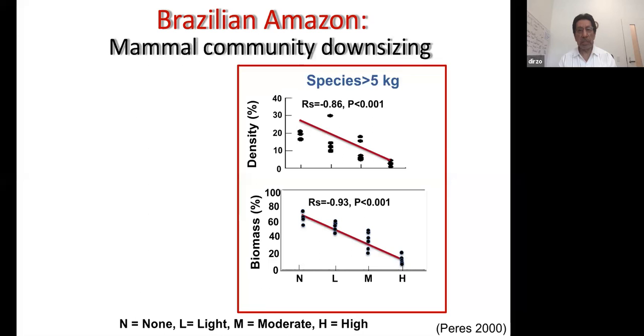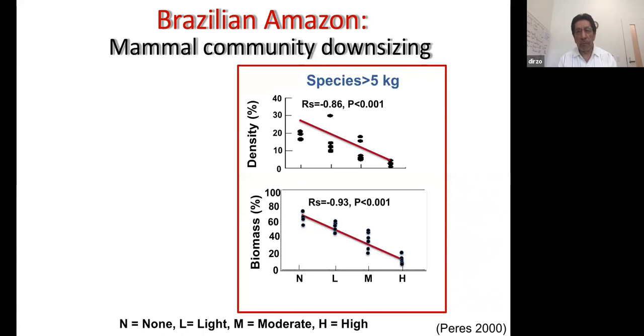What you have here in this slide is the changes in the relative density and the relative biomass of species of mammals in the Brazilian Amazon, moving along a gradient of human impact on the x-axis, with N representing no impact, L light, M moderate, and H high. Then logically, as you can see, as you increase human impact as defined in these four categories, the density and biomass of the mammals in this area of the planet significantly declines.